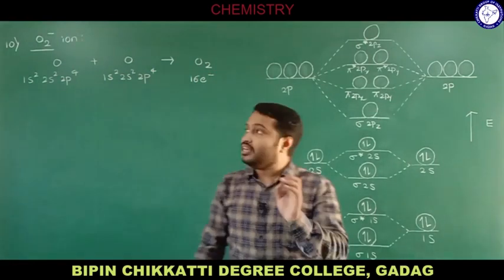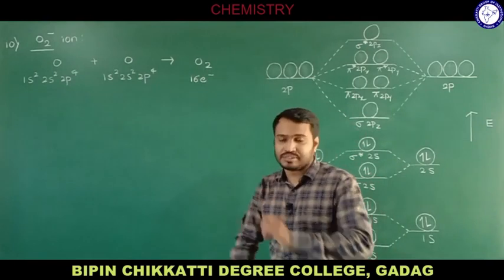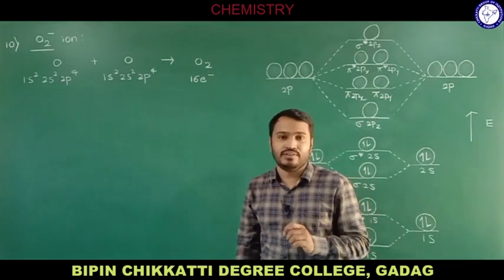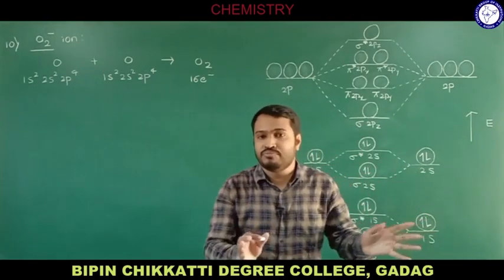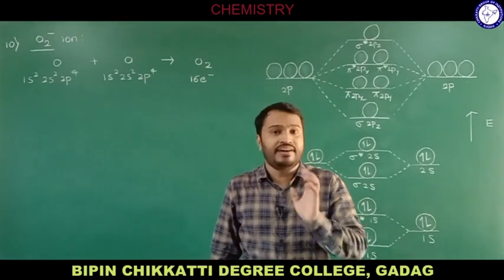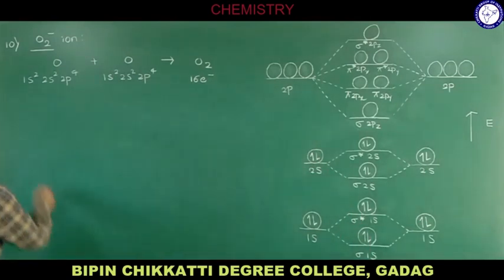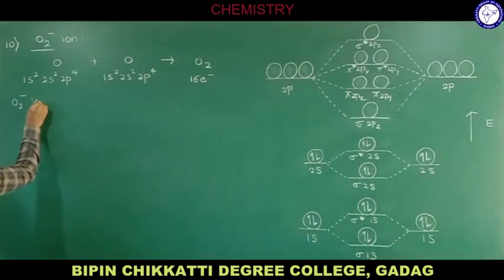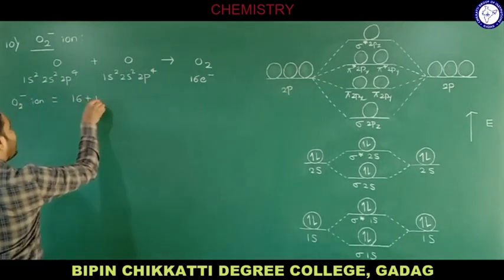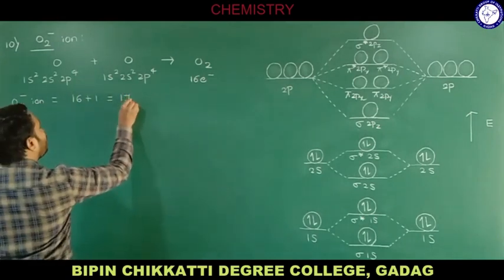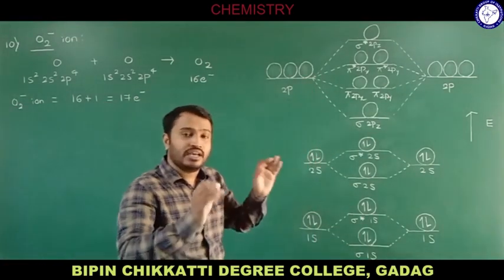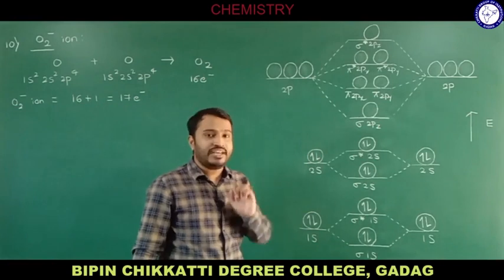So now observe, the given species is O2 minus. Plus indicates loss of electrons, minus indicates gain of electrons. In general, we know an anion is formed by gain of electrons. 1 minus we have, which means 1 electron has been gained. We have 16 electrons in oxygen, but in O2 minus ion, 1 electron has been gained, so 16 plus 1. Therefore the number of electrons will be 17. So we have to fill 17 electrons in the molecular orbitals of O2 minus.